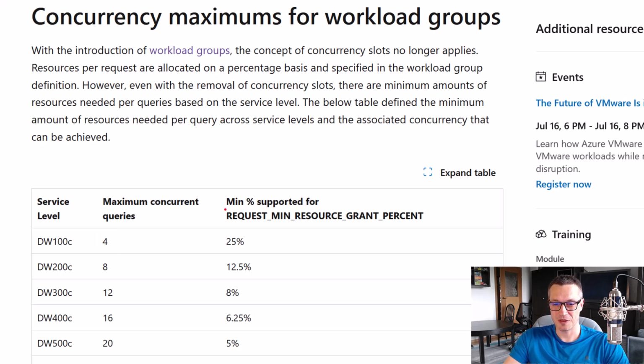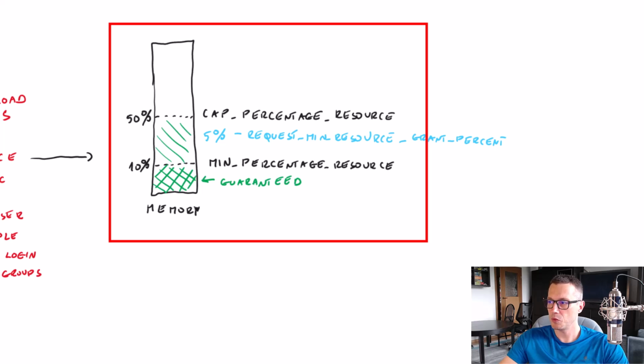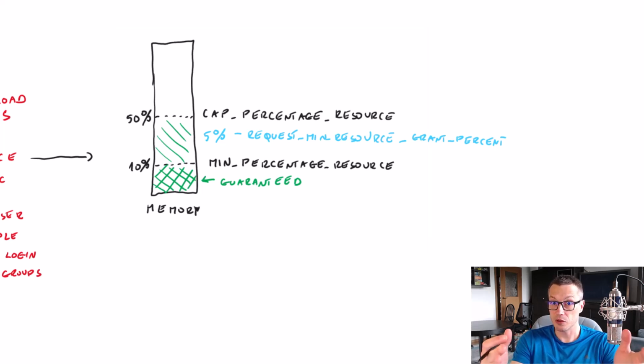And in this case, this parameter that I was talking about, this request min resource grant percent, will be effectively set to 25%. So, simply put, if you want to have higher concurrency, more queries running at the same time, you have to pay more and buy a more powerful version of SQL Pool. That's how it works. But anyway, those workload groups are a way to isolate our workloads. It is a way to reserve resources for them.